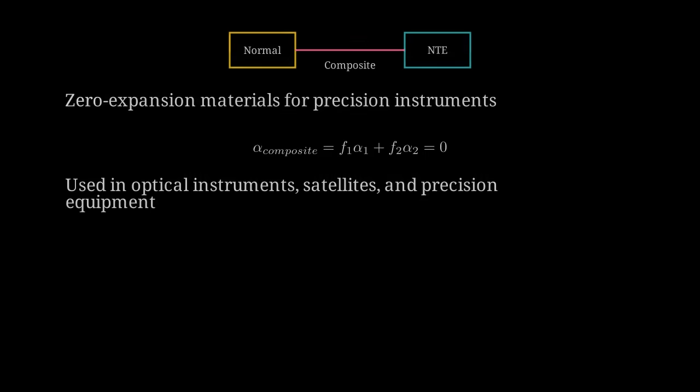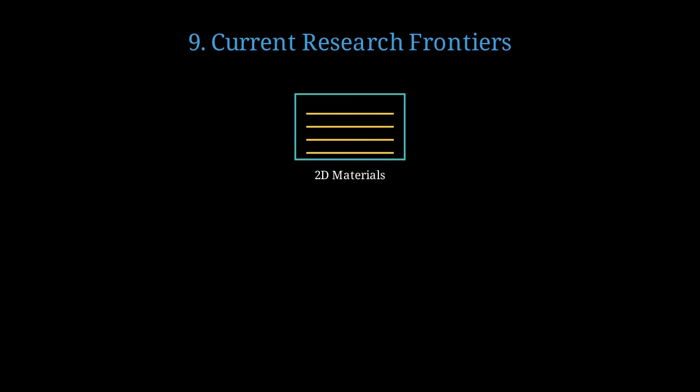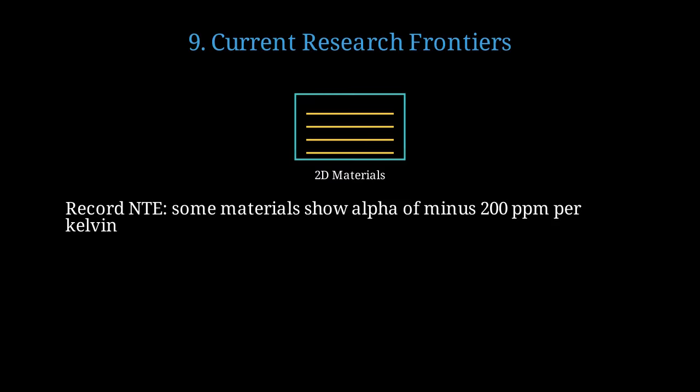Let's look at cutting-edge research in this field. Researchers are exploring negative thermal expansion in two-dimensional materials like graphene and transition metal dichalcogenides. Recent discoveries have found materials with record negative thermal expansion coefficients of minus 200 parts per million per Kelvin, more than 20 times larger than zirconium tungstate. Scientists can now tune the amount of negative thermal expansion by applying pressure or introducing dopant atoms into the crystal structure.